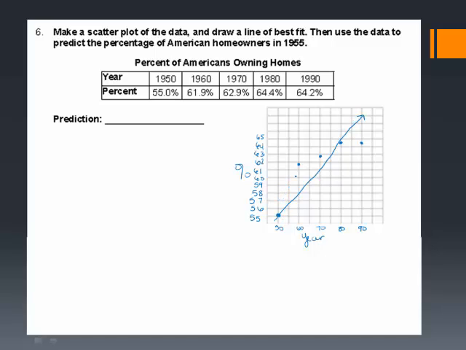Okay, so here's my line of fit, and I want to see what was the percentage of homeowners in 1955? Well, 1955 would be right here. So I'm looking for this point here, and it's between 56 and 57. And it's close to halfway, so I'm going to go ahead and say 56.5%. This is my best guess based on the line that I drew.